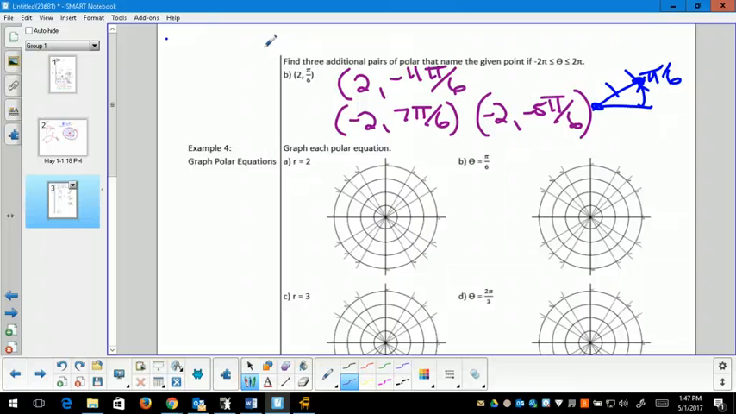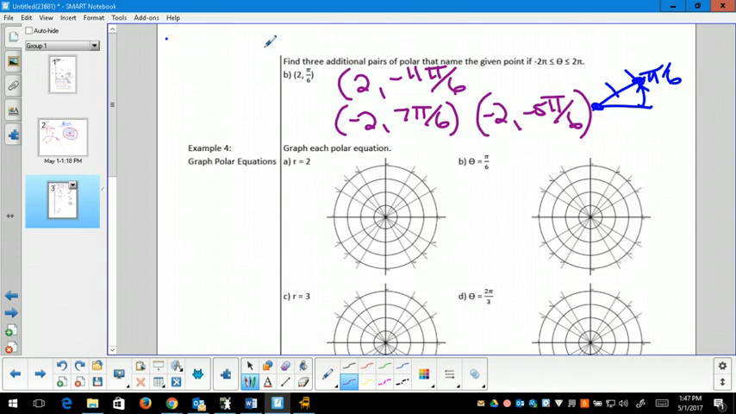The answers you should have gotten would be 2, negative 11 pi over 6. Still within the unit circle at 2, negative 11 pi over 6, or within negative 2 pi. Negative 2, 7 pi over 6, and negative 2, negative 5 pi over 6. Any questions on how to get those?